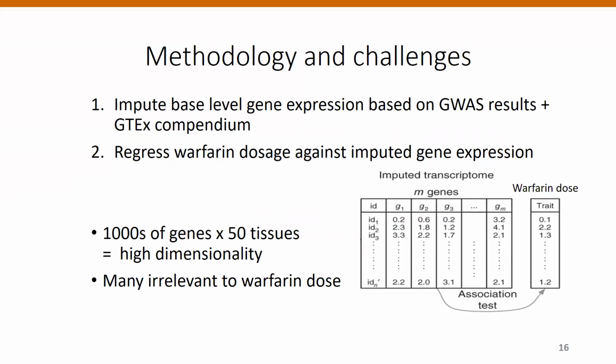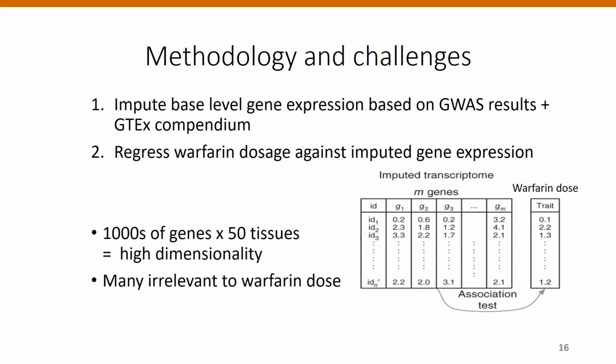So we took these data sets, and for each training set and of course validation set, we first imputed the baseline gene expression based on the genome-wide association studies, and of course the GTEx compendium, the Genome Tissue Expression project. And then we regressed the warfarin dose against the imputed gene expression. But now we ran into our first challenge, and that is that we have thousands of imputed genes, and currently GTEx already has more than 50 different tissues.